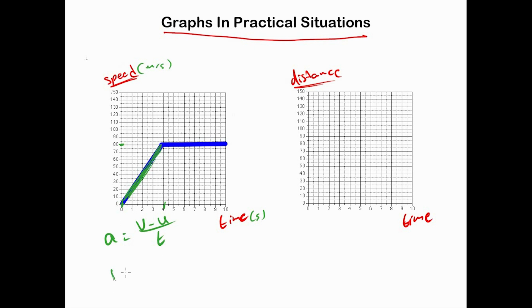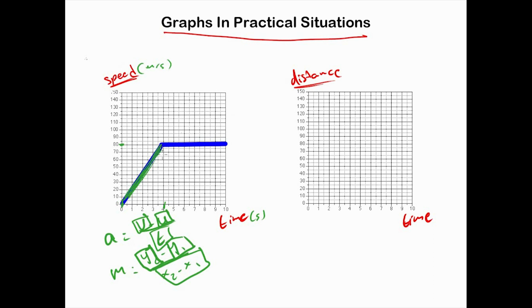So the gradient is equal to y2 minus y1 over x2 minus x1. So here the final velocity, which is y2, is 80, and the initial velocity is 0, which is the same as y1, and x2 minus x1 is the time interval. So it's pretty much the same thing.